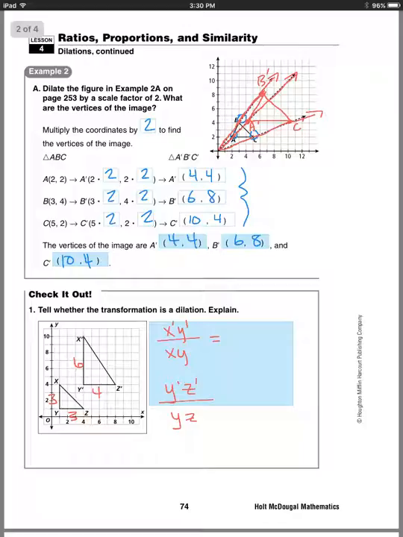So our copy of XY is 6. Our original is 3, which simplifies to 2 over 1. YZ, the copy, is 4 over YZ is 3. Those do not simplify to the same thing, so they are not similar.